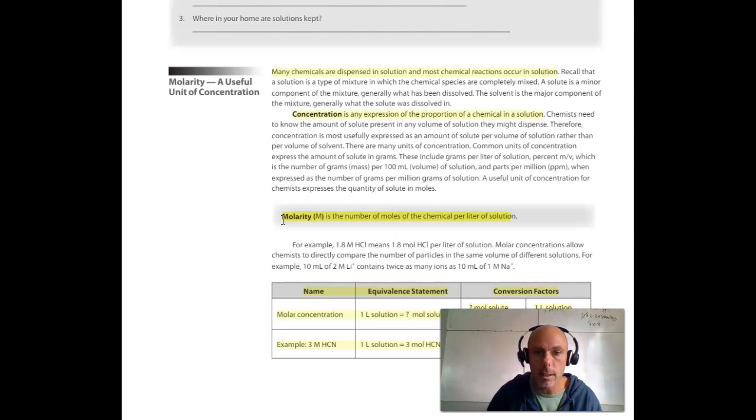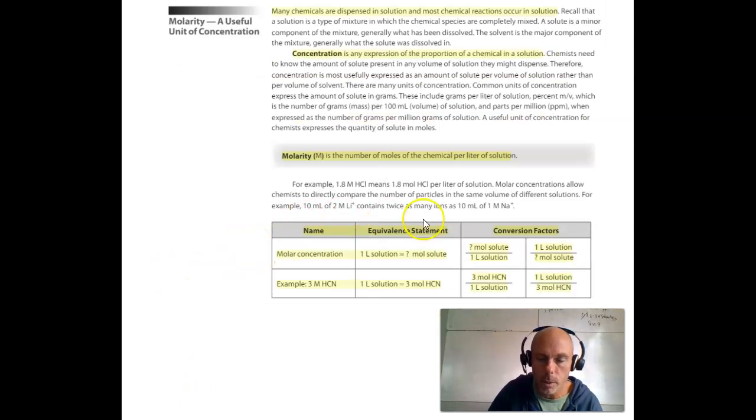Again, molarity is the number of moles of the chemical, but I'll say solute, moles of solute per liter of solution. So again, that's the volume of both the solute and solvent together. As we look at this chart down below, we can see that from molar concentration we can write an equivalence statement. It is always per liter of solution that molarity is talking about. So it's always going to be, in 1 liter of solution, how many moles of solute are there? Molarity is X moles of solute per liter of solution.